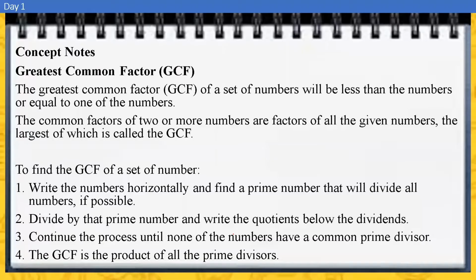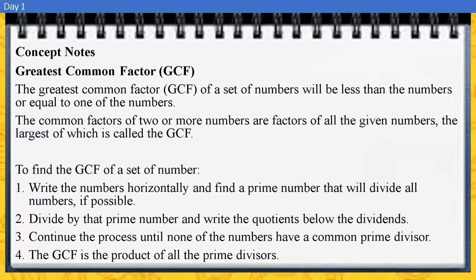So, next slide natin. The greatest common factor, or the GCF, of a set of numbers will be less than the numbers or equal to one of the numbers. The common factors of two or more numbers are factors of all the given numbers, and the largest of which is called the GCF, the greatest common factor. So meron tayong ways to find the GCF of a set of numbers.